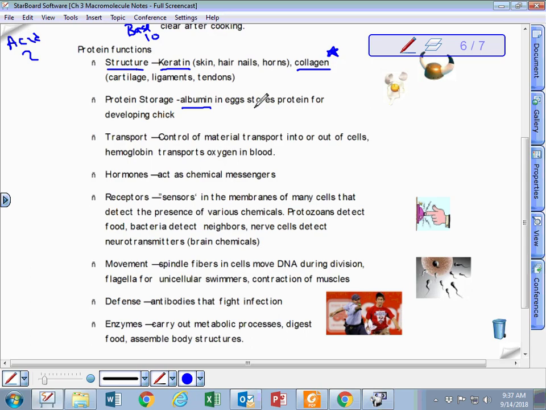Protein storage. Albumin is one. Albumin, for example, in an egg, the reason that the egg white is there is so that the growing chicken has protein. Inside of your body, you've got a protein called ferritin. Any idea what it stores?